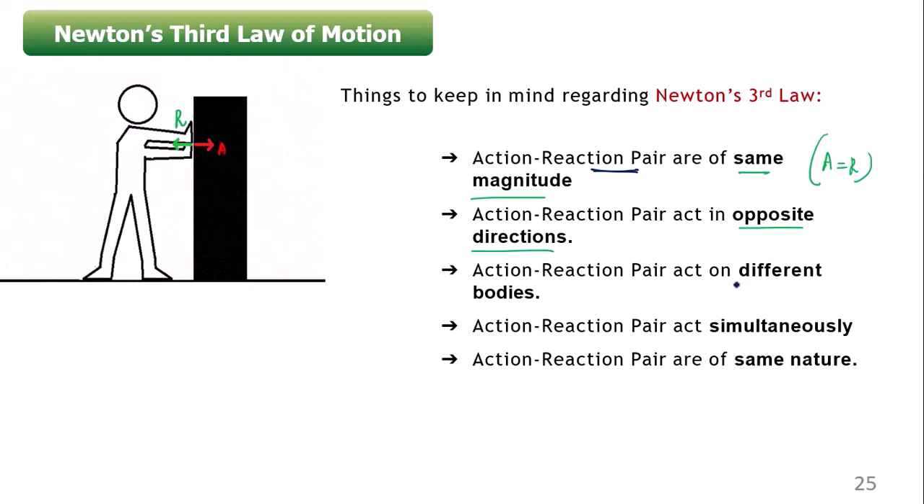They act on different bodies. Why? Because force A is acting on the wall, and R is acting on our hand. So they are acting on two different bodies. Action reaction pairs act simultaneously. It means whenever the action force comes into the picture, at the same point of time the reaction force is also coming. Both are of the same nature.